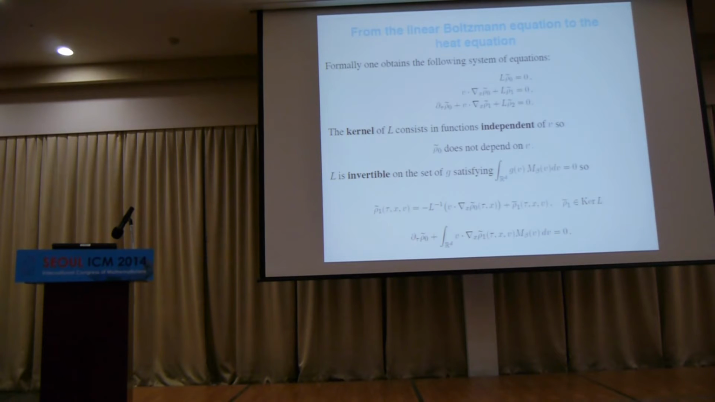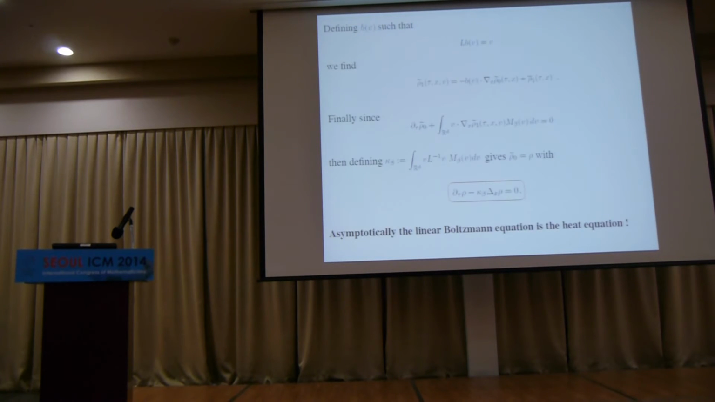Then to get the equation for rho 0, let's integrate this equation against the Gaussian. Rho 0 doesn't depend on v, so that just gives me 1. Then I have the integral against the Gaussian, and since this is L applied to something, if I integrate it against the Gaussian, I get 0. So this is almost an equation for rho 0. I just have to replace rho 1 by what I know.